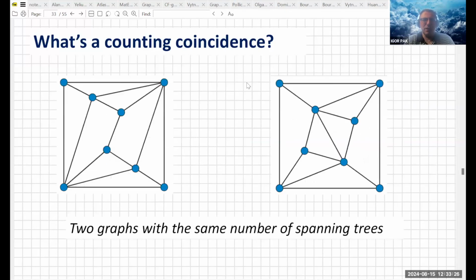Here is another counting coincidence. Those two graphs, which are rather large, do happen to have exactly the same number of spanning trees. It took me a while to come up with those graphs.